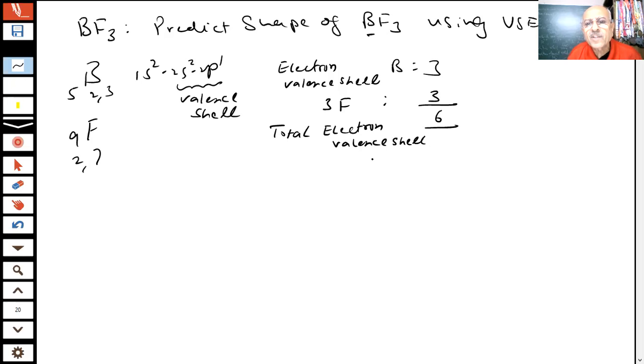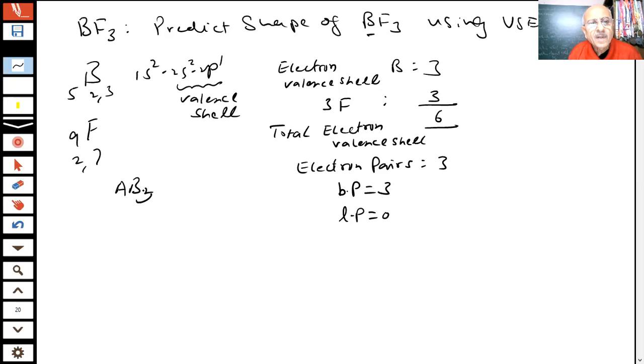How much will it be? 6. And electron pairs will be how many, students? 3. And how many bonds is boron forming? 3. So bond pairs 3. Each bond pair needs 2 electrons, so 3 bond pairs have been used. Then lone pair is 0 here. So this is an example of a molecule like AB3.